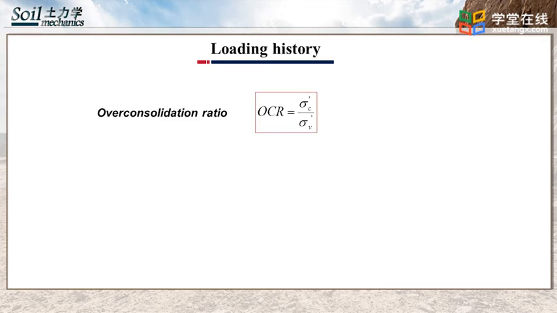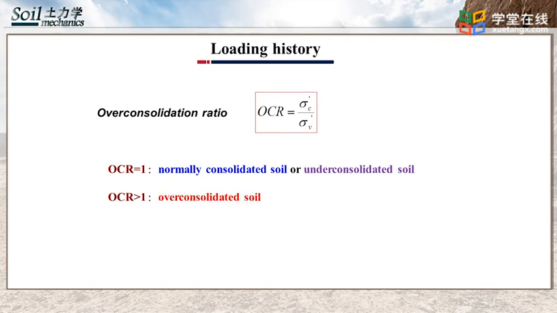Moreover, we can define the ratio of the pre-consolidation pressure sigma c prime to the present effective overburden pressure sigma v prime as the over-consolidation ratio. When OCR is equal to 1, the soil is normally consolidated or under-consolidated. When OCR is greater than 1, the soil is over-consolidated.